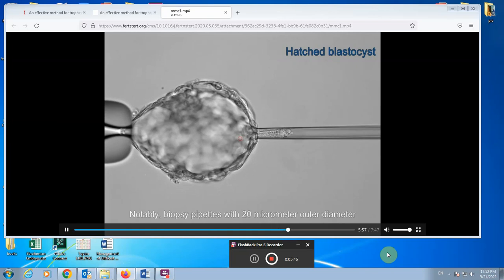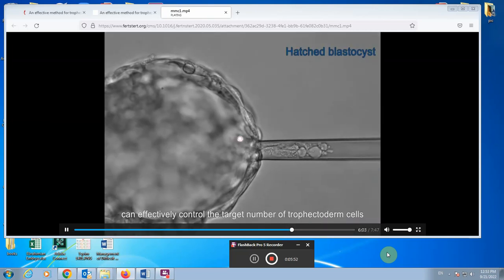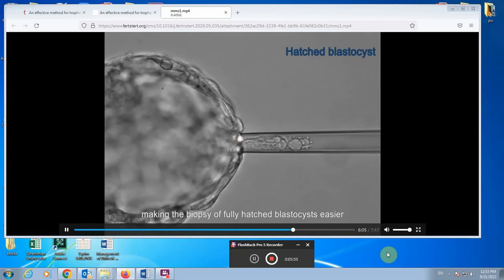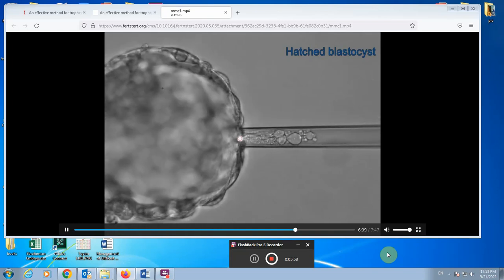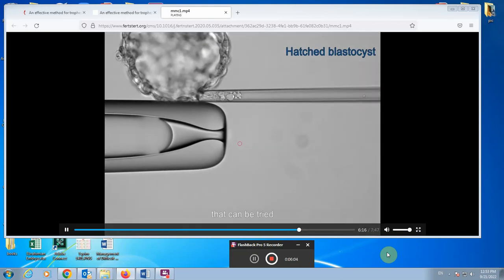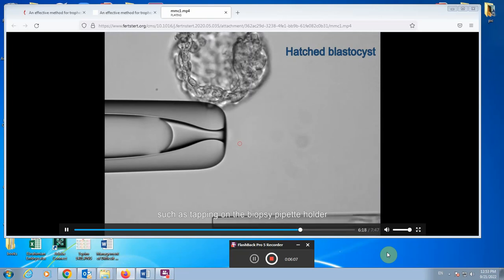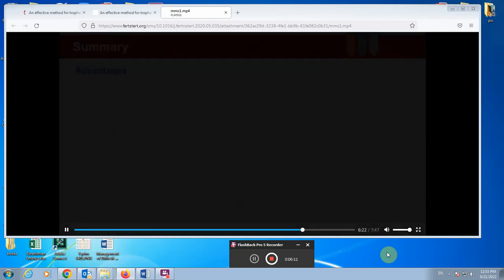Notably, biopsy pipettes with 20 micrometer outer diameter can effectively control the target number of trophoectoderm cells, making the biopsy of fully hatched blastocysts easier. Similarly, there are other suitable mechanical shearing methods that can be tried, such as tapping on the biopsy pipette holder with a pen or finger.